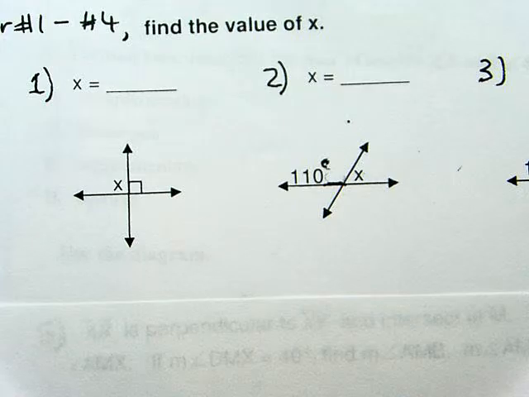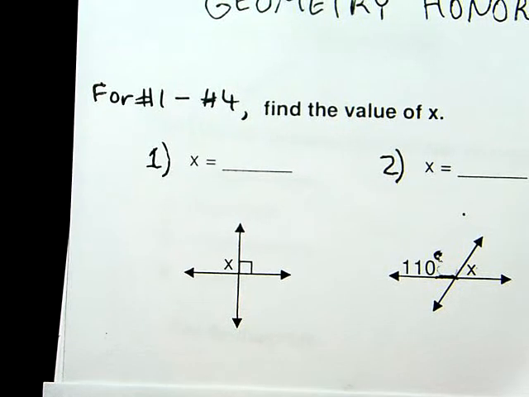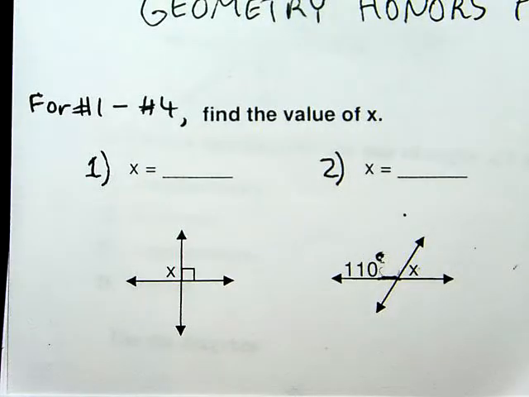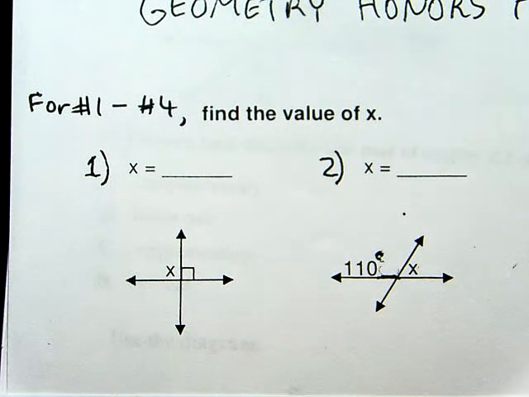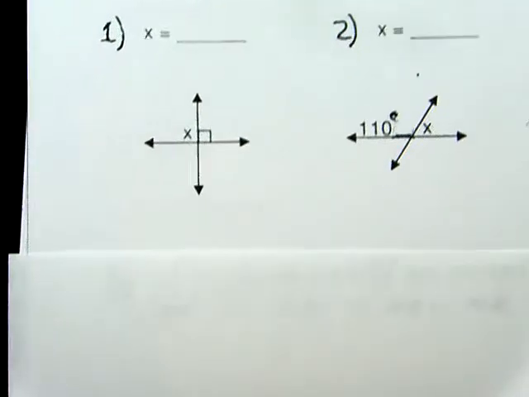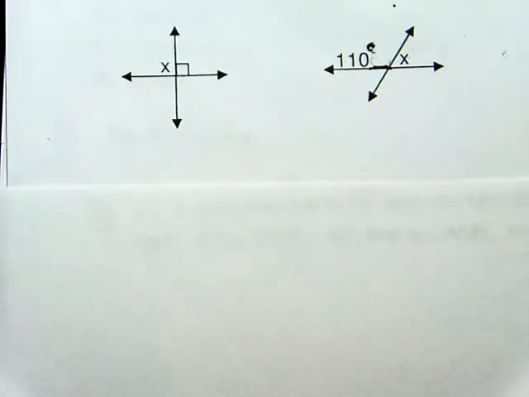So let's start reviewing the pretest. Question 1. For 1 to 4, find the value of x. X equals, and this is the drawing we were given. Okay, so let me reproduce the drawing down here so we can talk about it a little bit.